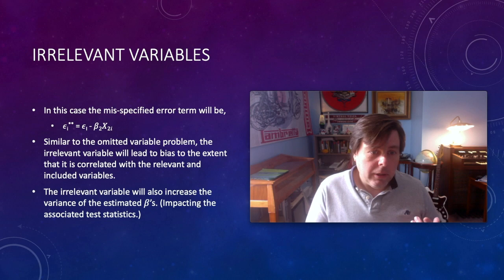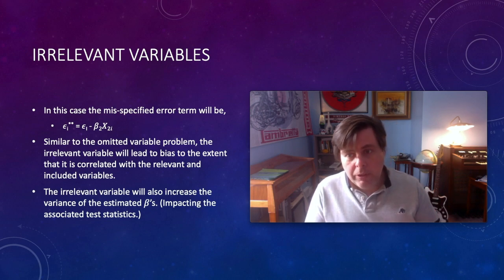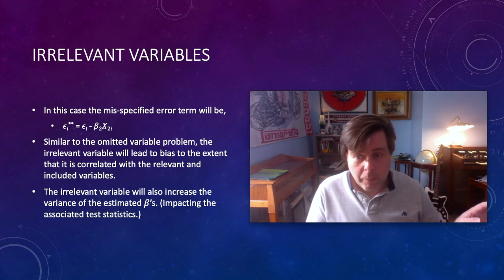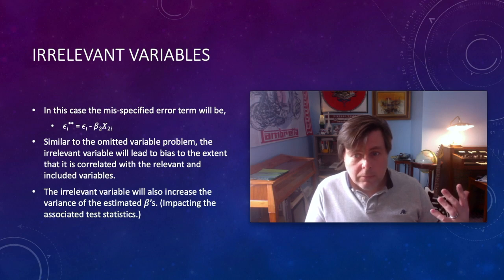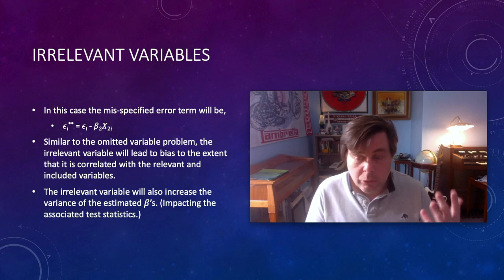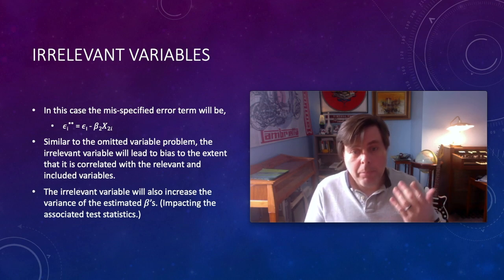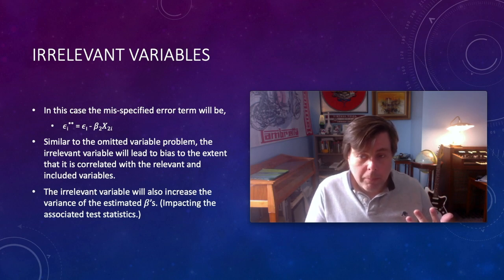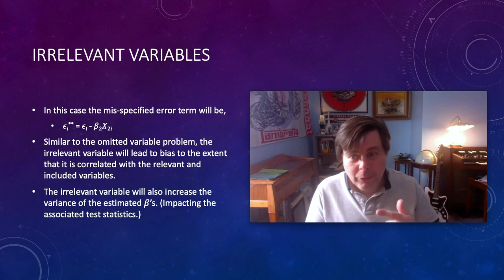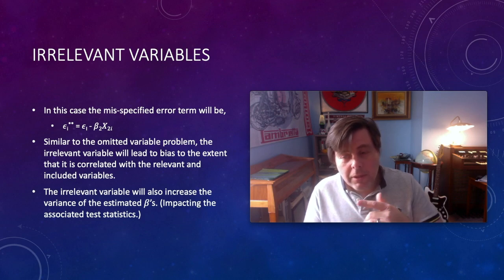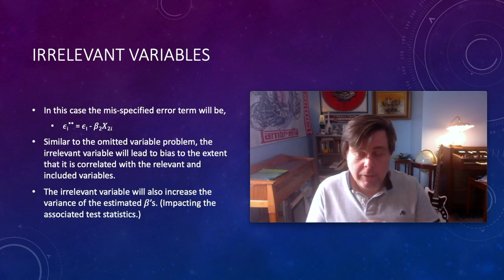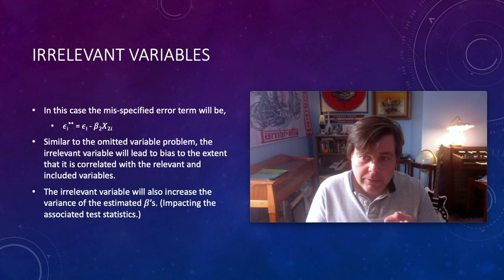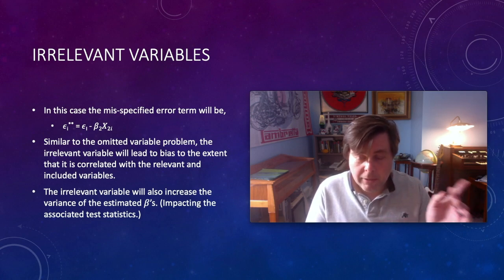Okay. Now, it's similar to omitted variable bias. If x2 is totally uncorrelated with any of our other remaining independent variables, then this is wrong, but it's not a huge problem, right? But if, much more likely, x2 is somehow correlated with x1, then this misspecified error term and the inclusion of x2 as a variable is going to bias our estimator on x1.